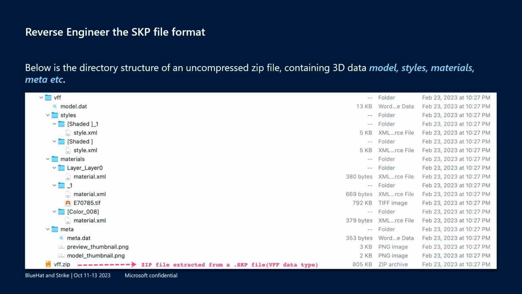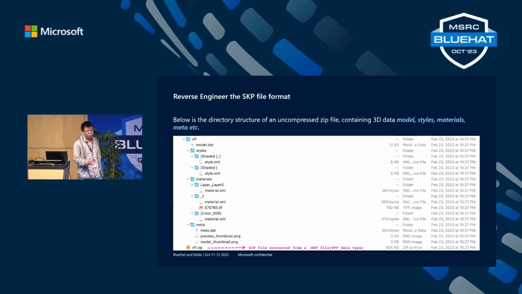Now let's see what's inside the zip file that we get from a SketchUp file with a VFF data type. There are a lot of different things inside the zip file. You can see the 3D data like model, styles, materials, and meta, etc. One interesting part is the material folder, which contains an image. So processing an image file within the SketchUp file could be a potential attack surface.